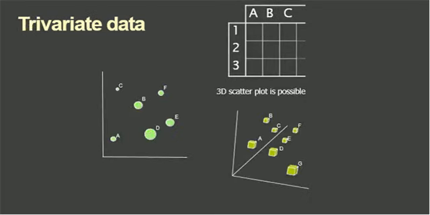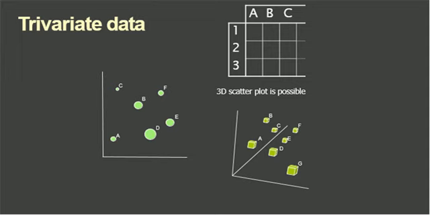Similarly, when we talk about trivariate data, it has three variables, and we can have multiple columns over there. Trivariate data is the basic requirement for 3D data, or data that requires a z-axis. So if you want to plot 3D data or you want to use the z-axis, then we go for trivariate data.